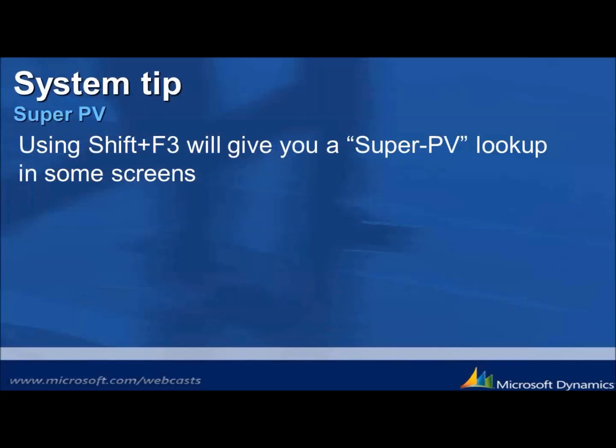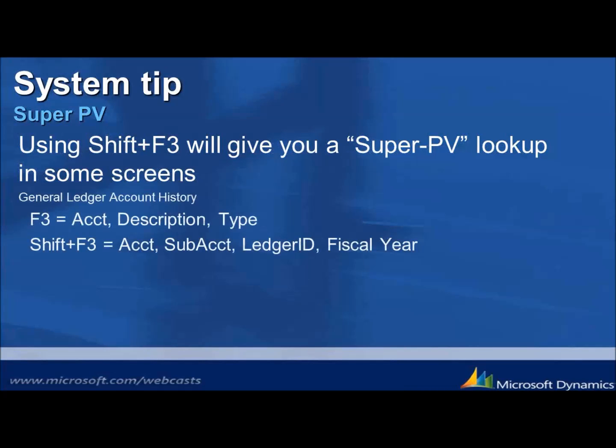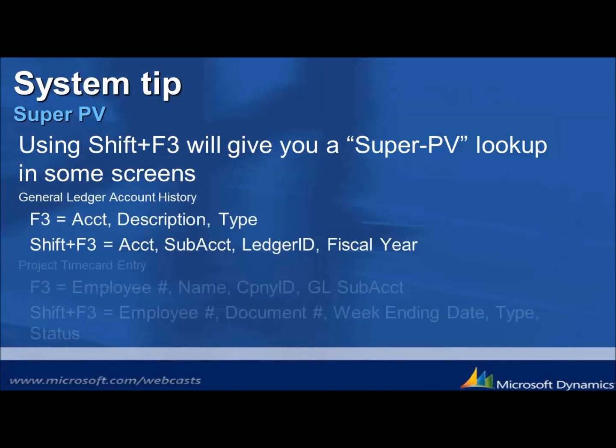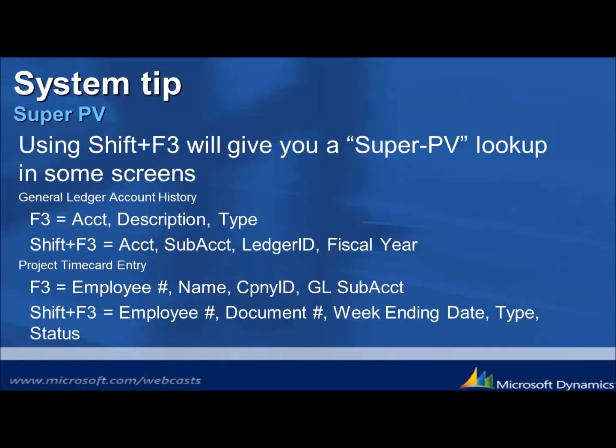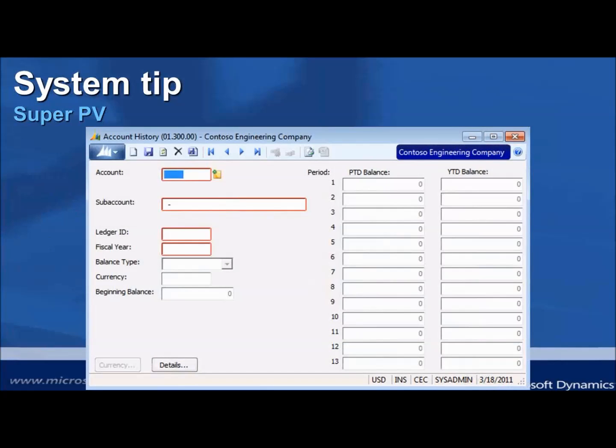The Super PV. There's a couple screens that have Super PVs. I didn't even know this, so I thought I'd mention it. So an example is the General Ledger account history and project time card entry. So there's the examples of what you see when you hit F3 and what you see if you hit Shift F3. Again, there's not a lot of these, but since I didn't even know they existed, I thought I would mention them. And we'll look at an example of the account history.